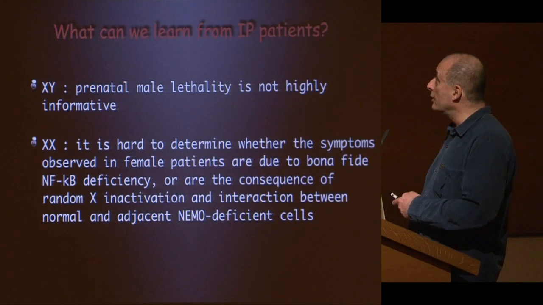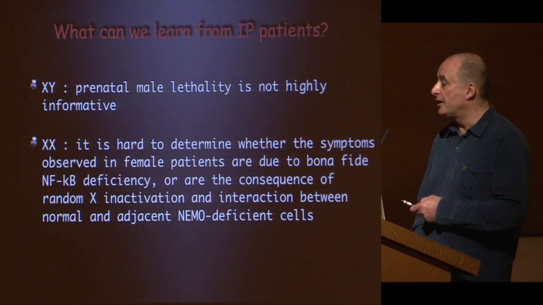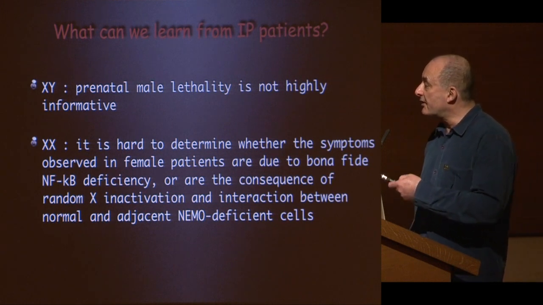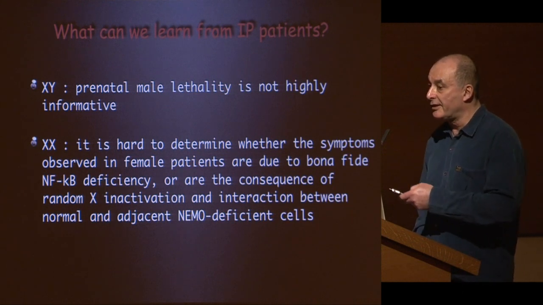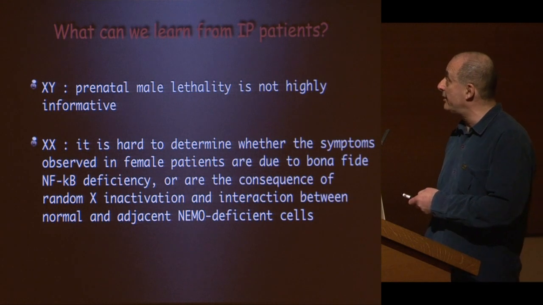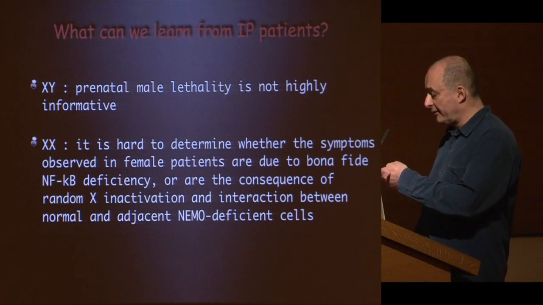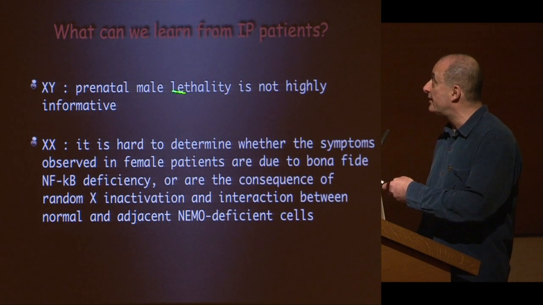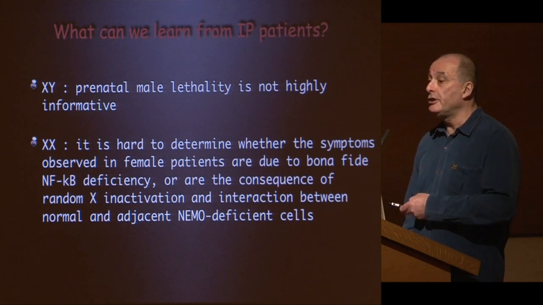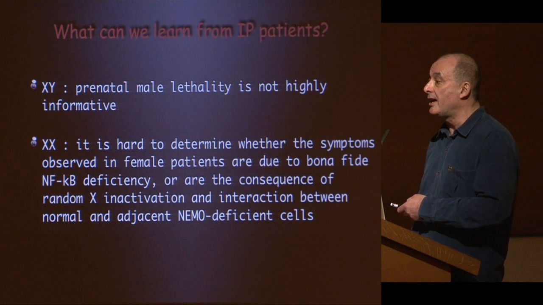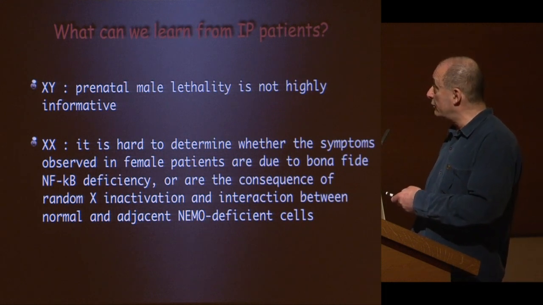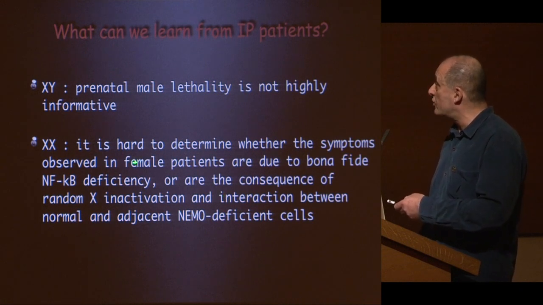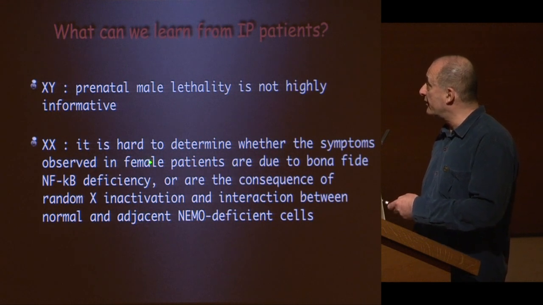So what could we learn from the IP patients in terms of the NF-kappaB physiology? Of course, it was interesting because it was the first pathology that was due to complete defect of NF-kappaB, or a defect in NF-kappaB activity. However, it was not that informative because, first, prenatal male lethality does not tell you much. And we already knew from the mouse work that the lack of NF-kappaB translates into death before birth.